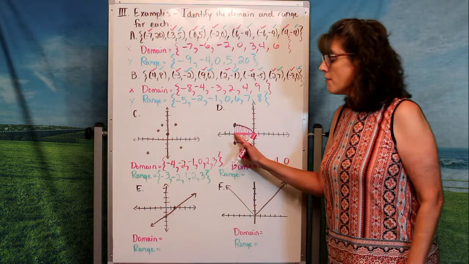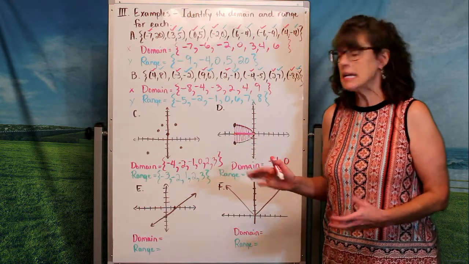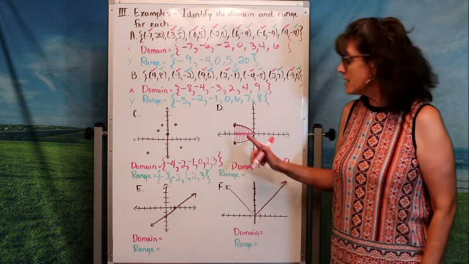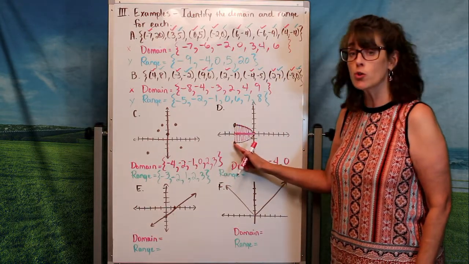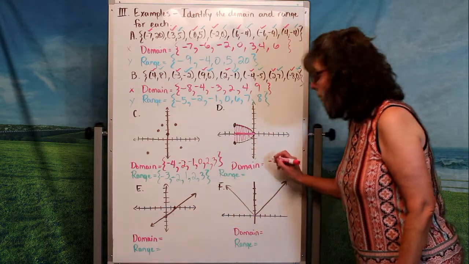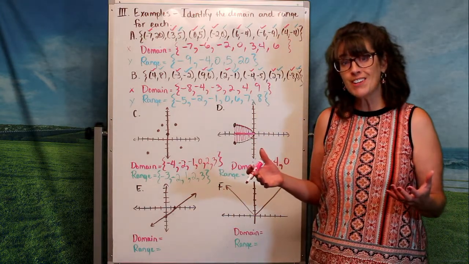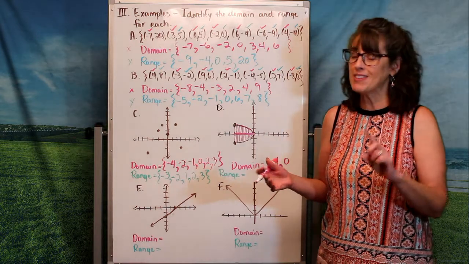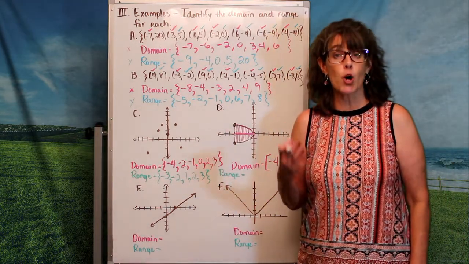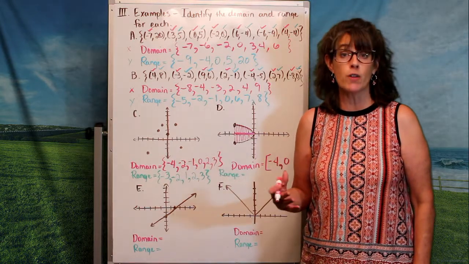Now, is that -4 included in the domain? Is that -4 a part of the graph? Yes, it is. That's a closed circle. Closed circle indicates, yes, this is a part of the graph. So what am I going to put to show that it's included? Oh yeah, not a parentheses, but a bracket. Remember, brackets indicate that it is a part of the solution set. It's a part of the interval.